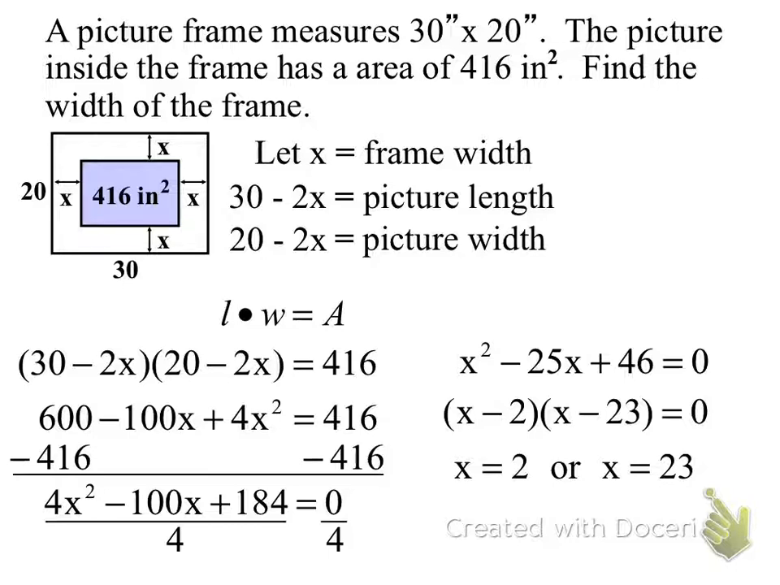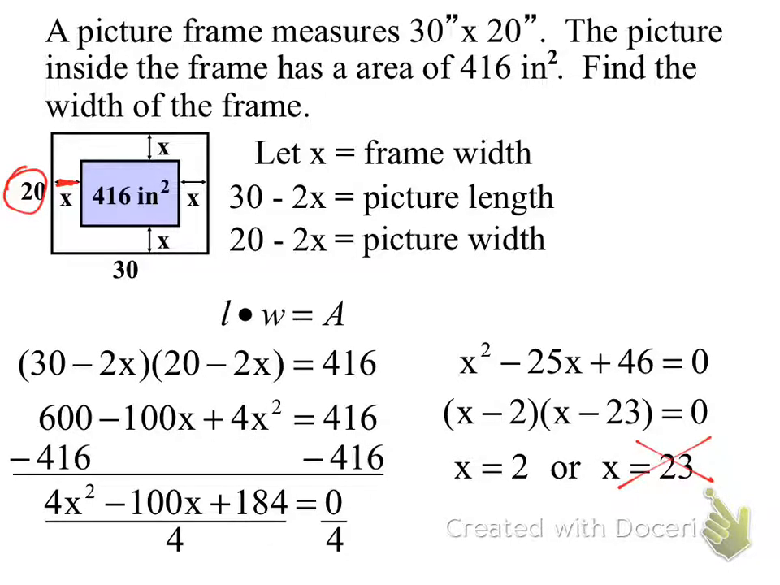Right, because if what we're looking for is x, just this little measurement in here, so if x equals 23, then how can this little space be 23 and the width that's much bigger is 20? Does that make sense? Yeah. So that's why it's extraneous.